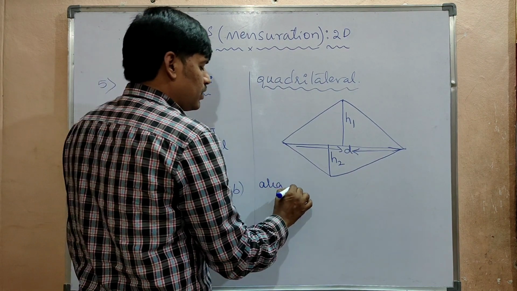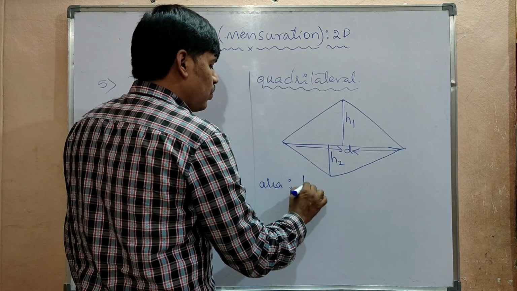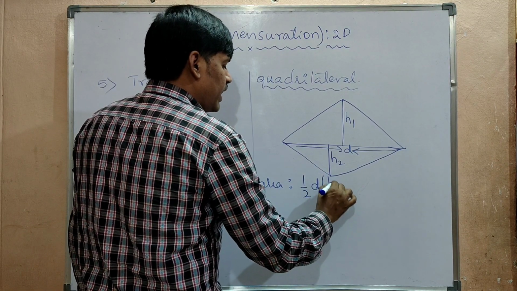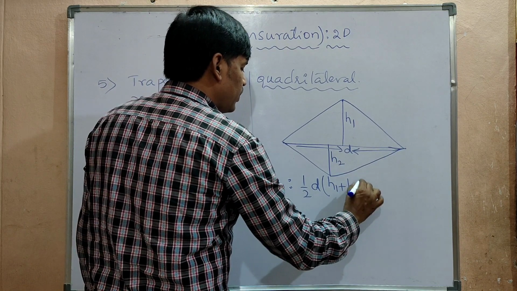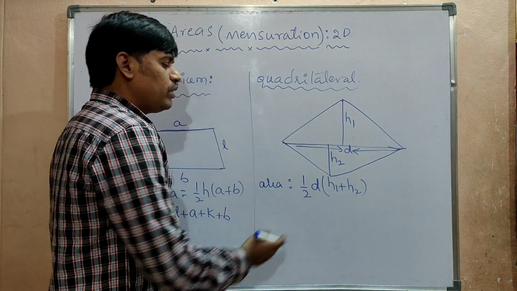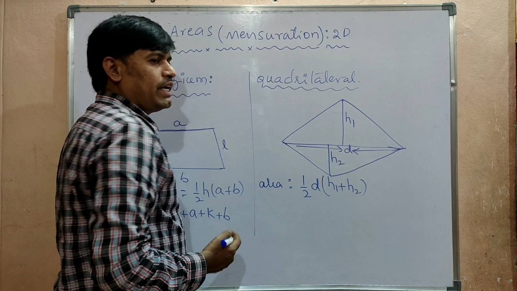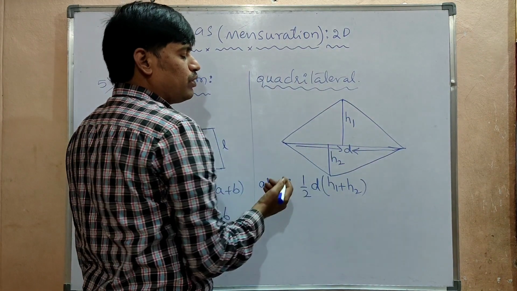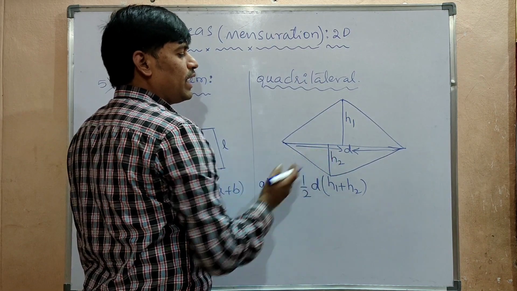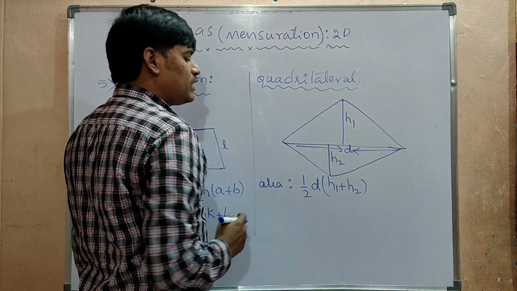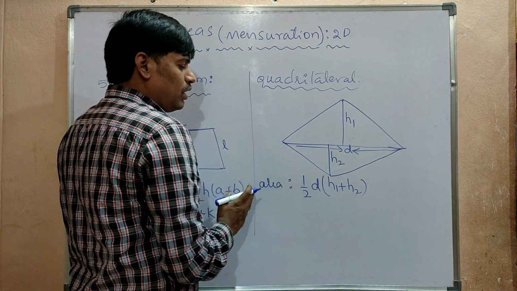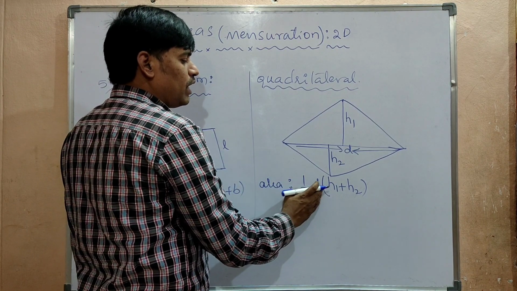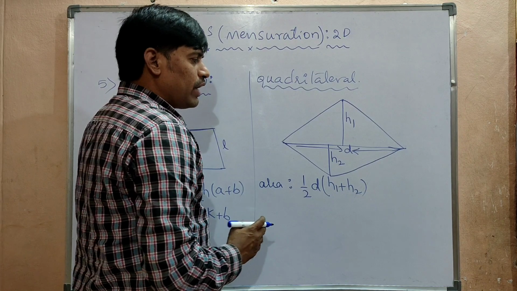Now the area of the quadrilateral is equal to 1 by 2 into d of h1 plus h2. Here the first height is h1 and the second is h2. When the first height, second height and diagonal are given, your quadrilateral area is equal to 1 by 2 into d of h1 plus h2.